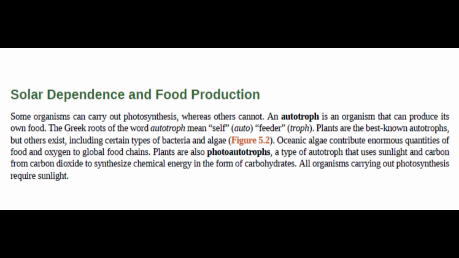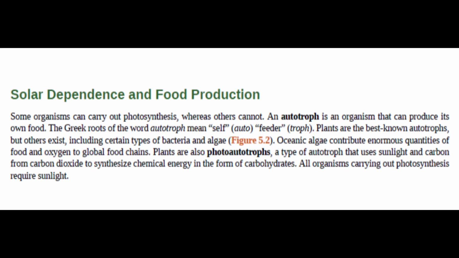Solar dependence and food production. Some organisms can carry out photosynthesis, whereas others cannot. An autotroph is an organism that can produce its own food. The Greek roots of the word autotroph mean self, or auto, and feeder, troph. Plants are the best known autotrophs, but others exist, including certain types of bacteria and algae. Oceanic algae contribute enormous quantities of food and oxygen to global food chains.